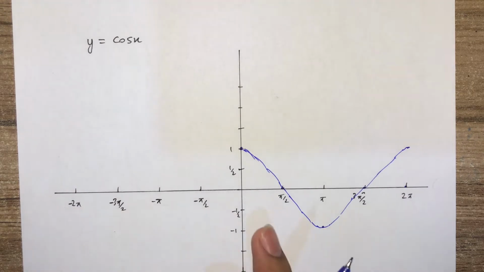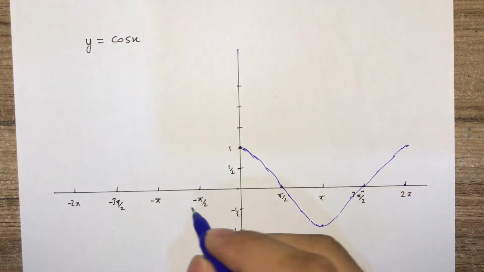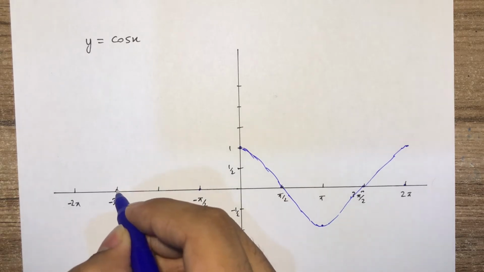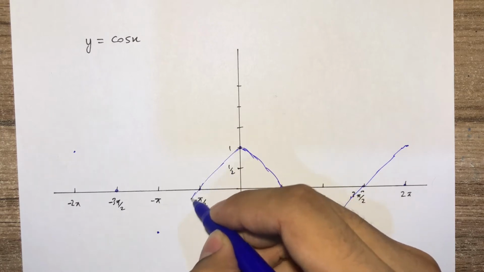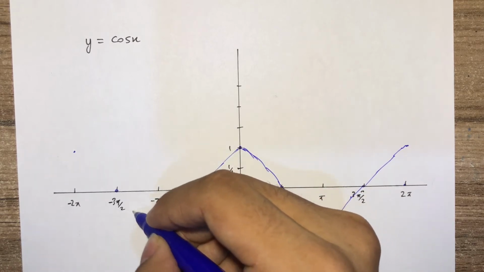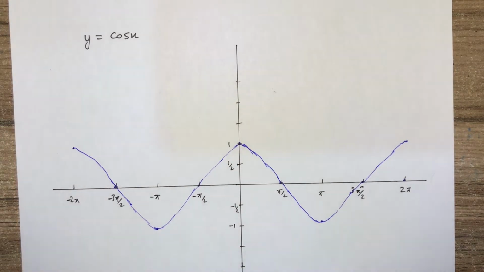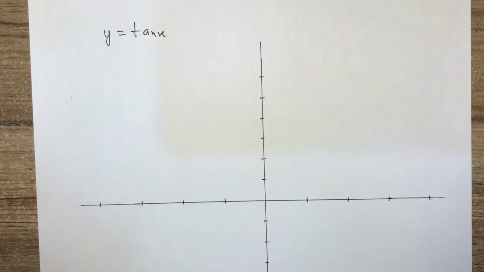This was for the domain from 0 till 2 pi. If we extend this and our domain is from negative 2 pi to 2 pi, it will be a reflection in the y-axis. We'll have 0 over here, negative 1 here, 0, and then 1. So it will go like this. Right, so this is the basic shape of the cos x graph. Next is the tan graph.